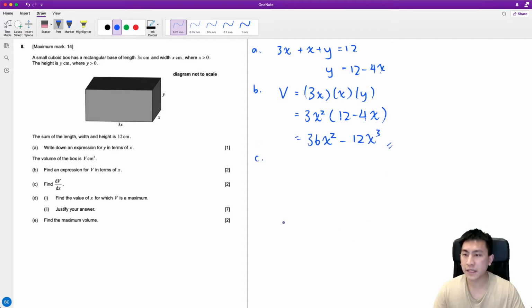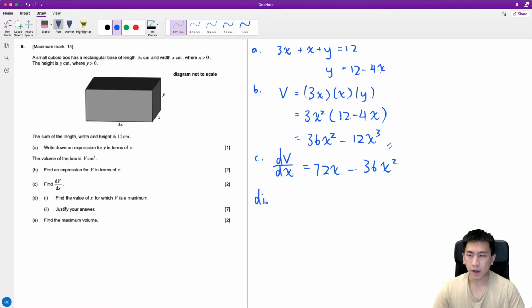Now part C, find dv/dx. So let's go. dv/dx is just differentiation. You're differentiating polynomials, so very easy. The power drops down, and then the power decreases by 1, and that'd be 72x minus 36x squared, and then you're done, right? So far it's so easy, like all of them are very straightforward. Part D, i, okay? So find the value of x for which v is maximum.